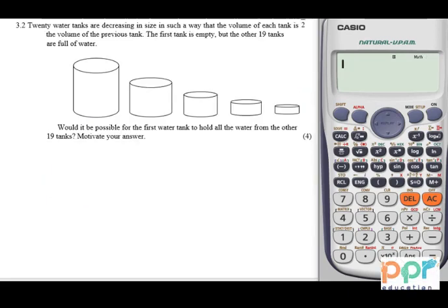Question 3.2. 20 water tanks are decreasing in size in such a way that the volume of each tank is half the volume of the previous tank. The first tank is empty, but the other 19 tanks are full of water. So would it be possible for the first water tank to hold all the water from the other 19 tanks? Motivate your answer.